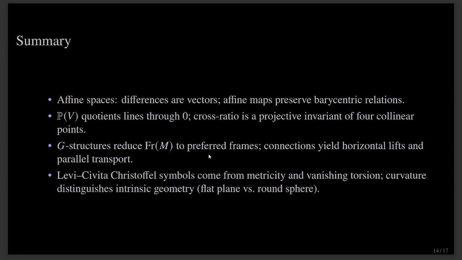Okay, and finally, G structures and Christoffel connections and Levi-Civita connections. Basically, we're parallel transporting by Christoffel symbols from metricity. We are reducing frame bundles to preferred frames to encode the extra structure. And metricity, zero torsion. This curvature then gives us Riemann tensor and Cartan forms to detect intrinsic geometry. Think about a flat plane versus a round sphere.